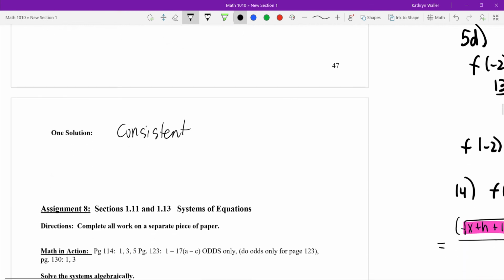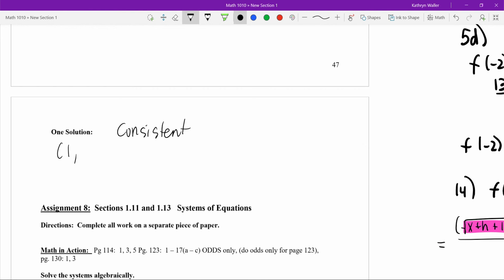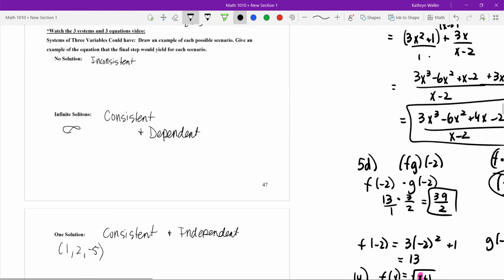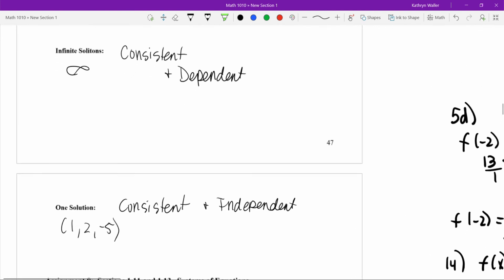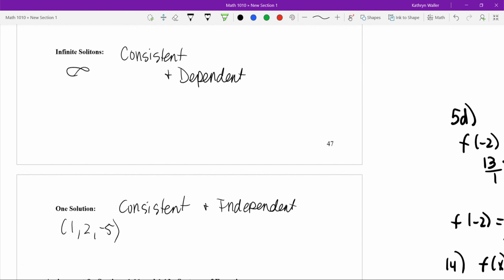If you just have one solution, like the ordered pair 1, 2, negative 5 or something like that, that's called consistent and independent. So, no solution, inconsistent, done. If there actually is a solution, it's either infinite solutions or one solution. If you have a solution, it's consistent either way. If it's infinite, the people depend on each other too much, that is dependent. If you have one answer, it's called independent.